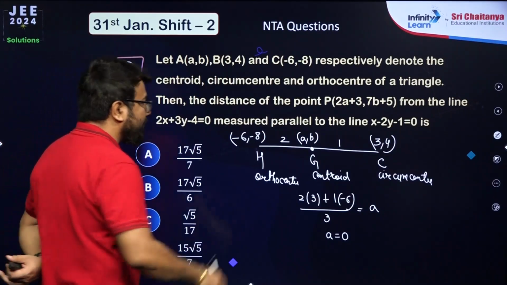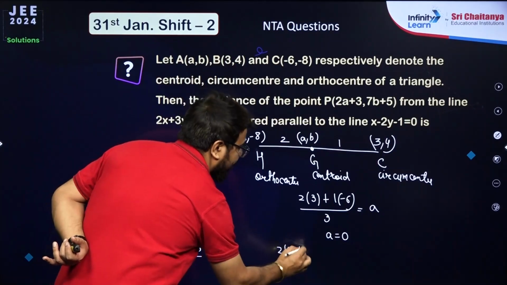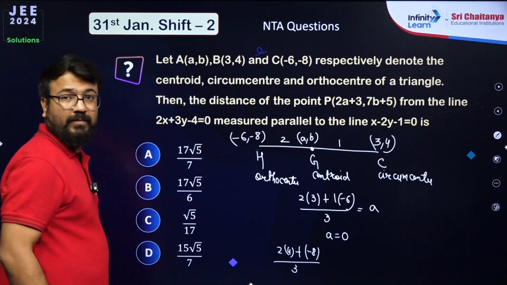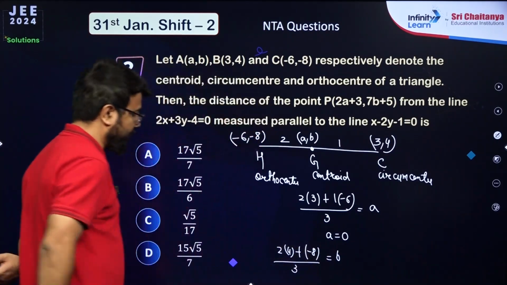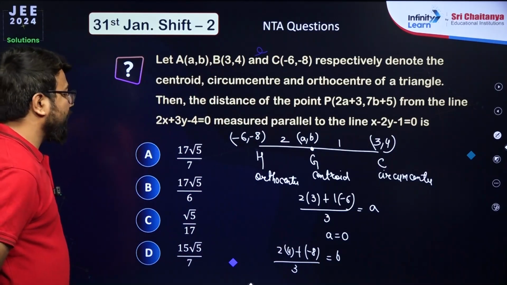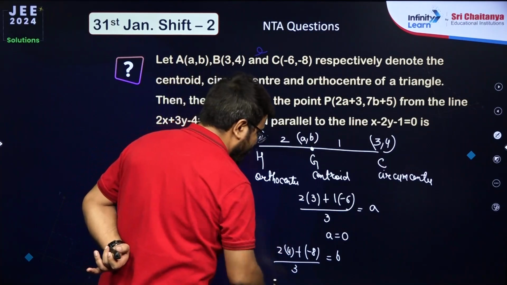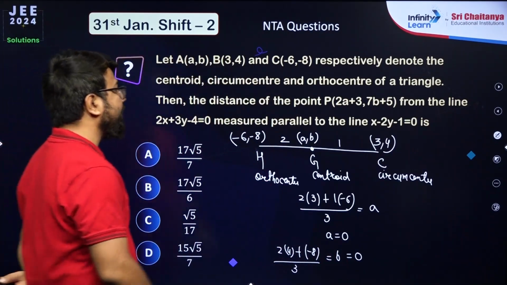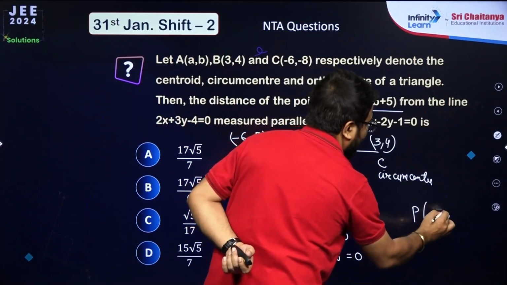And then 2 into 4, then 1 into -8 over 2 plus 1. I hope you are able to understand this. So that will be the value of B. So here I will be able to write 8 minus 8, so that is also 0. So that means the coordinate of the P point will turn out to be 3, 5.